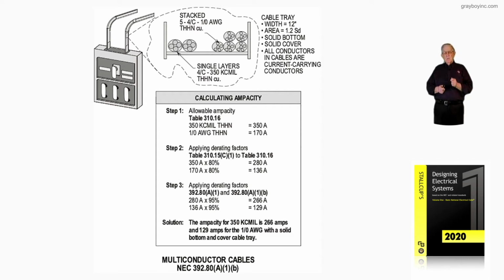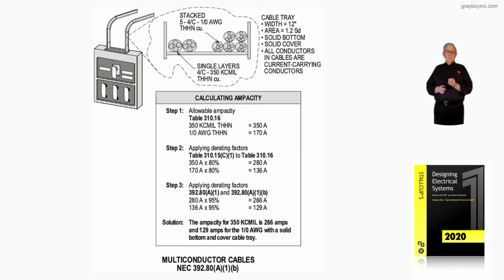Now, step 2, the application of table 310.15 C1 in relationship to the ampacity of those conductors before adjustment factors are applied, table 310.16, we have the 350 at 80%, 280. We have the 170 at 80%, 136. Now notice in step 3, we're still in the derate mode because of the type of cable tray we're using.